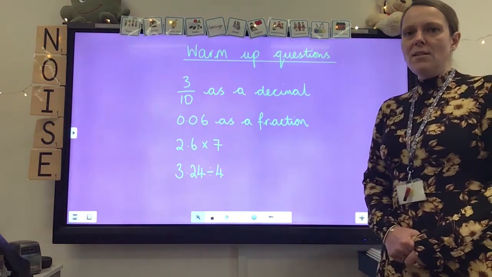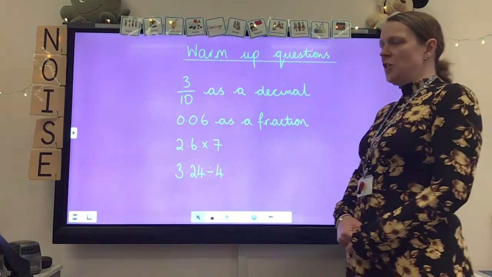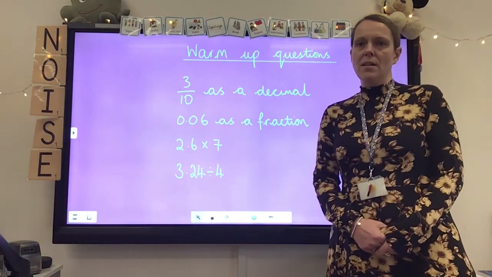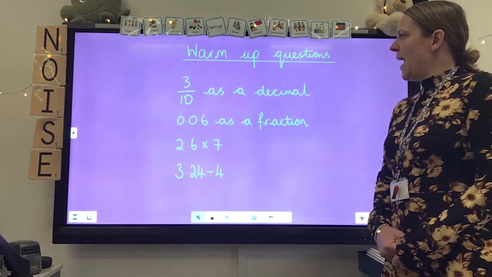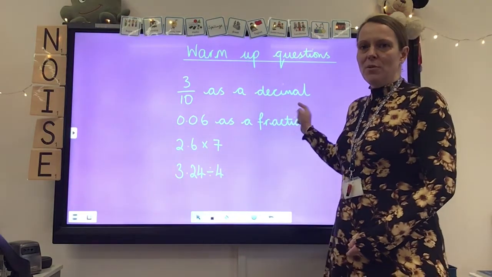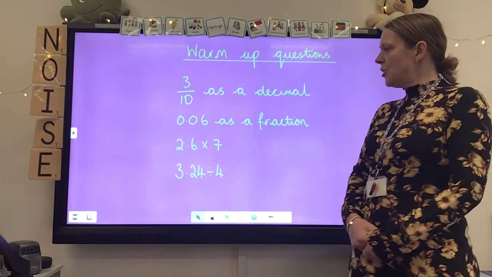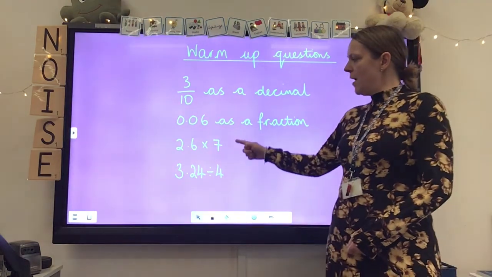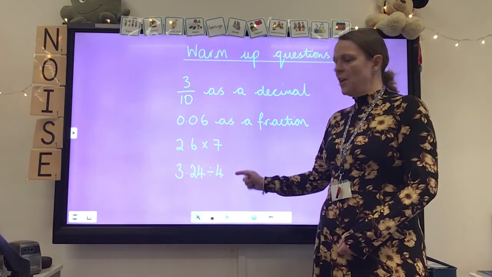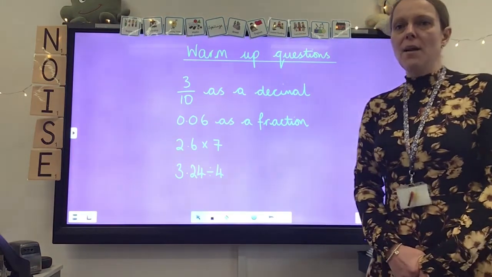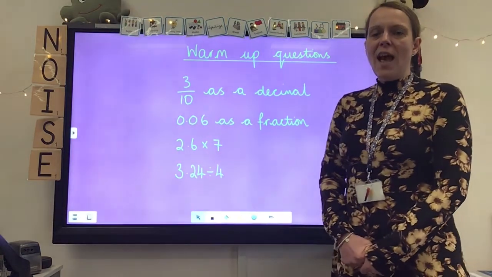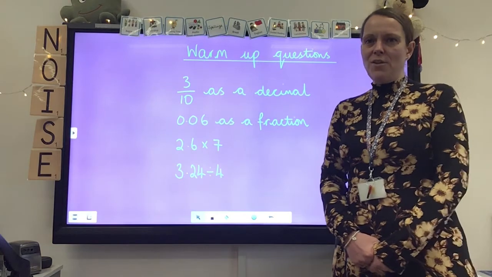First up then, let's just do some warm-up questions and do a bit of revision of the stuff that we've been learning in the last couple of weeks. So we have 3/10 as a decimal. I'd then like you to write 0.06 as a fraction. And then we have a couple of decimal calculations, so multiplication and division that I'd like you to work on, please. So pause the video now, have a go at those, and then restart the video when you're ready to go through them together.